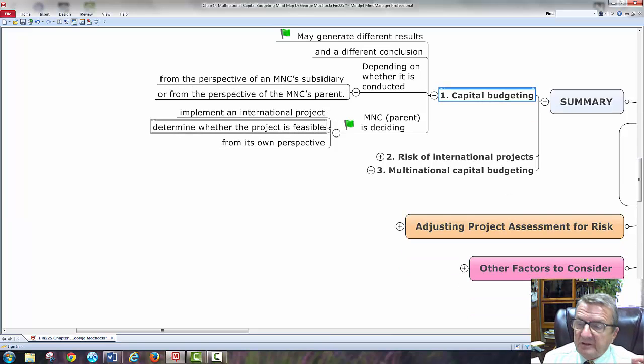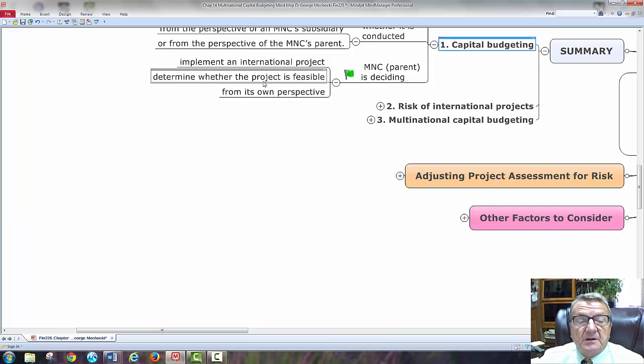It depends what you're looking at. Sometimes it may not be a big issue. You may want to say, let's look at that from the subsidiary now, but down the road, because it's getting larger and there's more capital investment or more money invested into this project, it will have an effect, either positive or negative, on the total value of the parent MMC, the multinational corporation. Okay, the MMC parent is deciding to implement an international project and determines whether the project is feasible from its own perspective, always looking from the MMC.